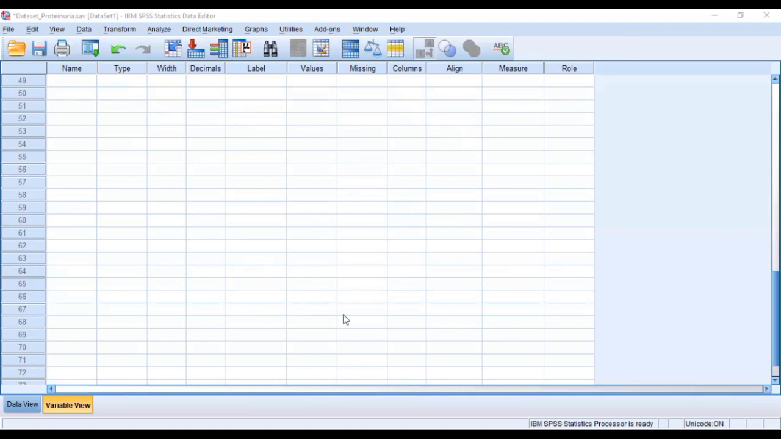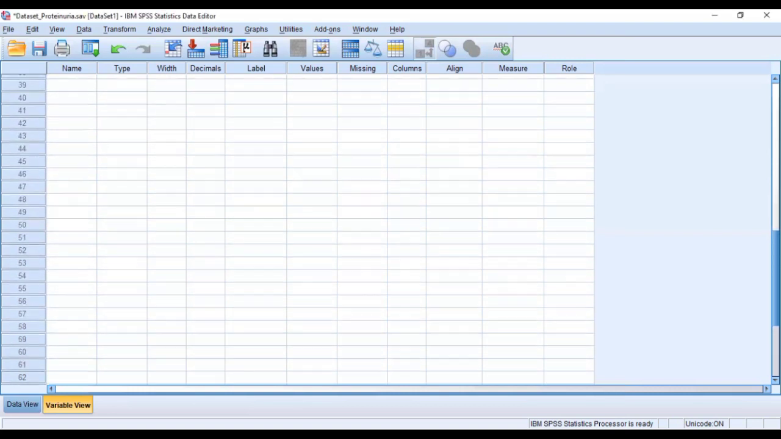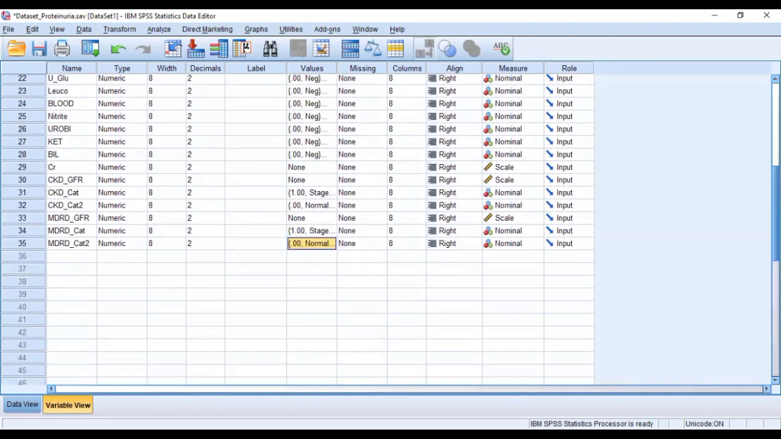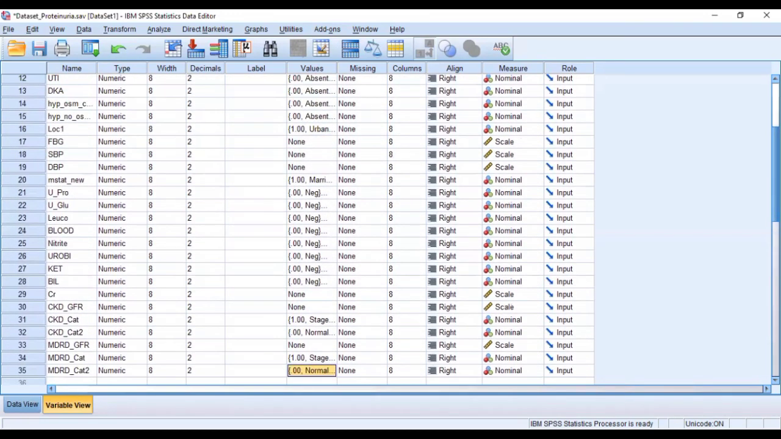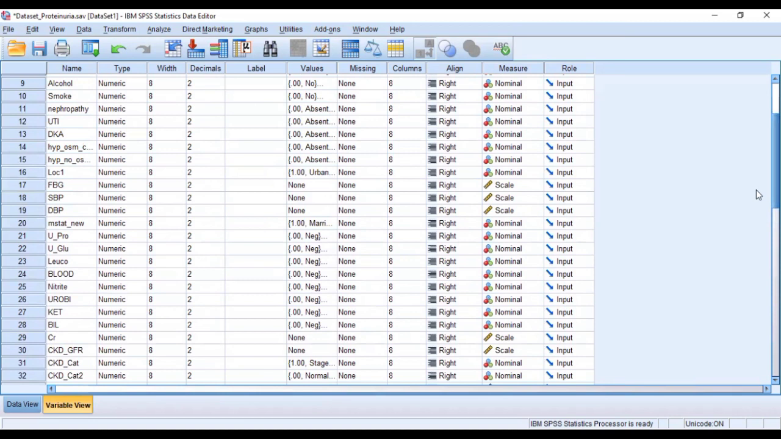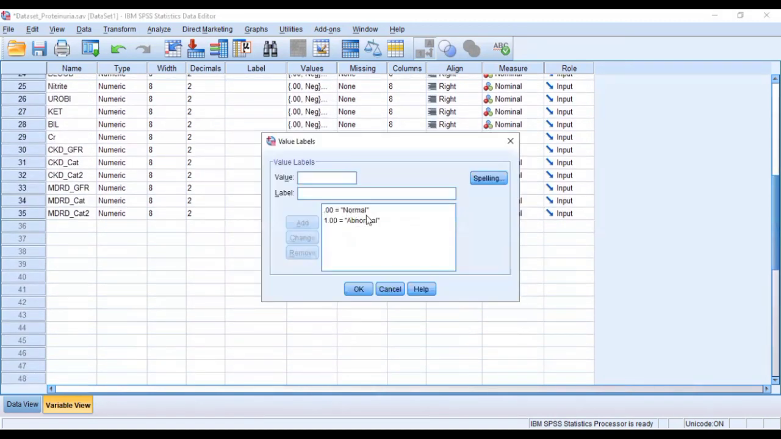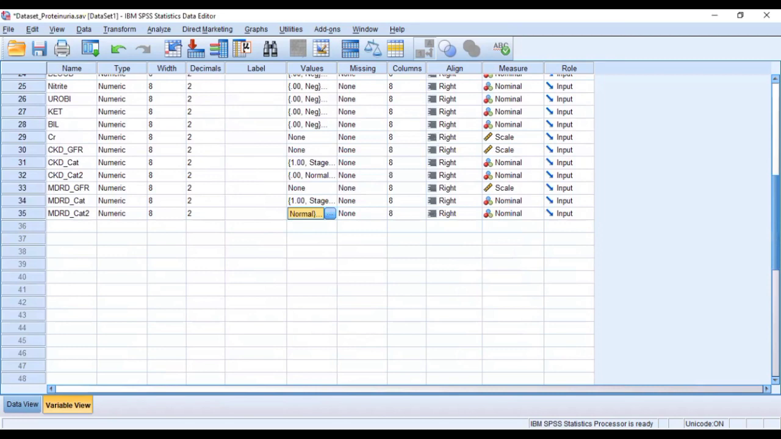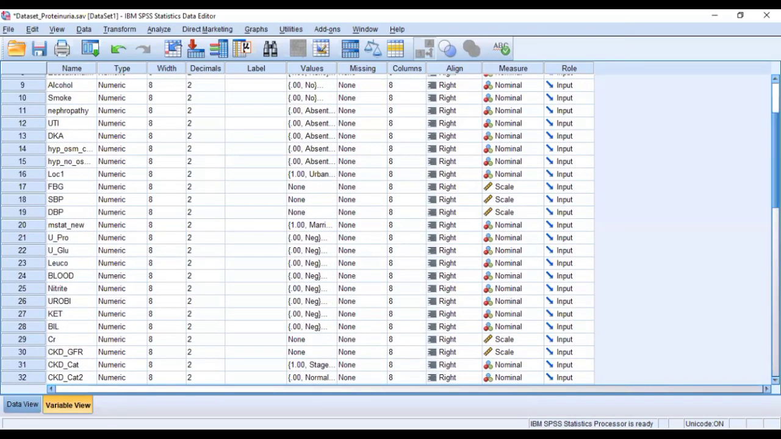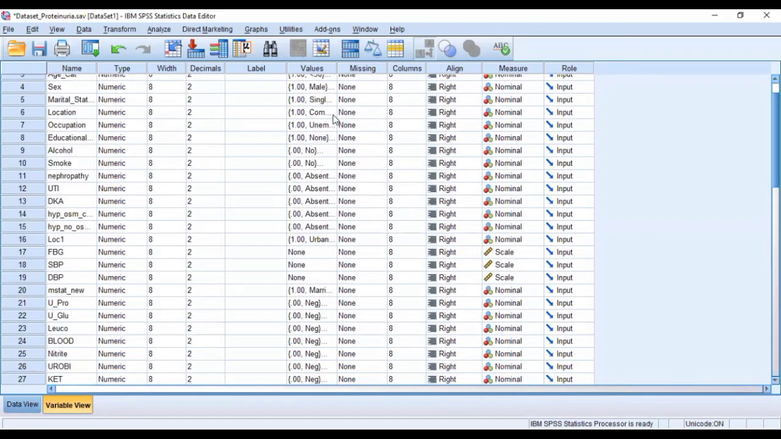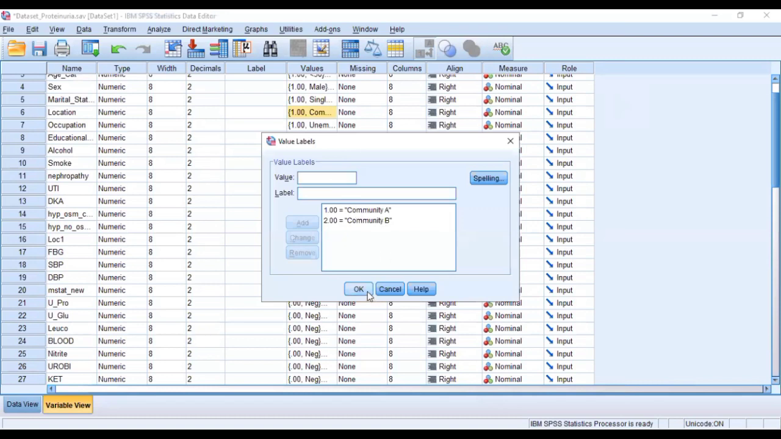So we want to go to SPSS and see how we can do the chi-square analysis using the SPSS platform. So here we are going to see the normal level and abnormal level among people living in a location called community A and then community B.